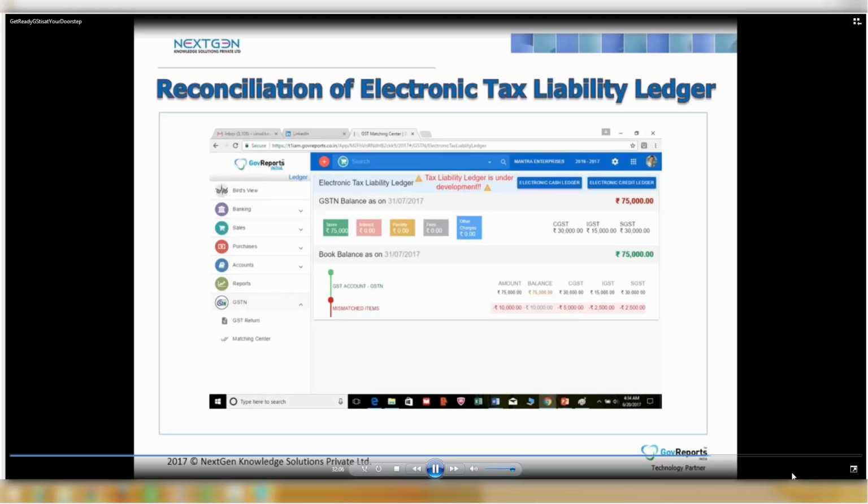Now, reconciliation of the electronic tax liability ledger, friends. As you can see on your screen, the taxpayer has an electronic tax liability showing an amount as per books of 75,000 rupees GST and as per portal 75,000, and then there are mismatch items. The amount is rupees 10,000, which includes CGST of rupees 5,000, IGST of rupees 2,500, and SGST of rupees 2,500. So here the work has been done by the software, and the software has summarized the information into this useful information.